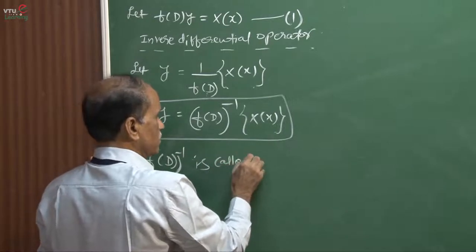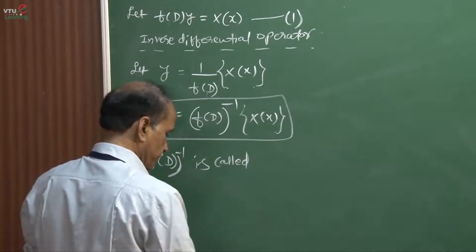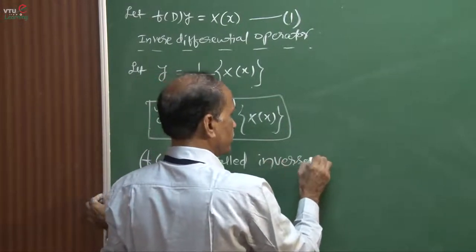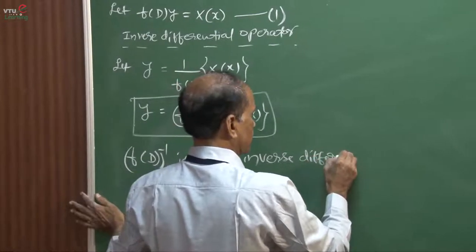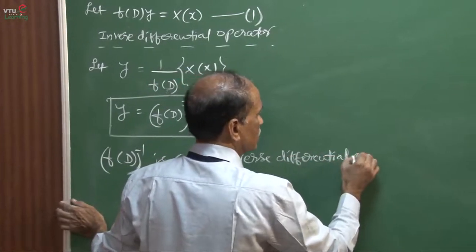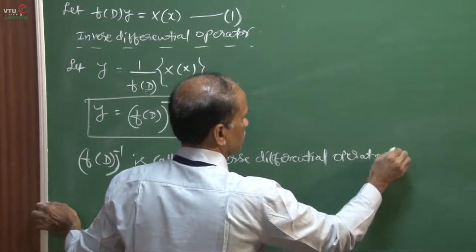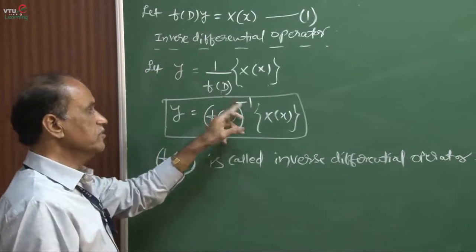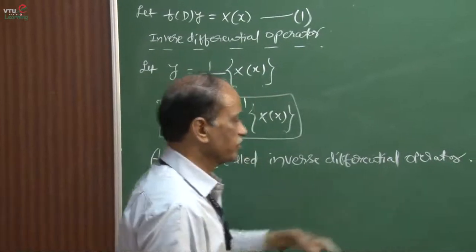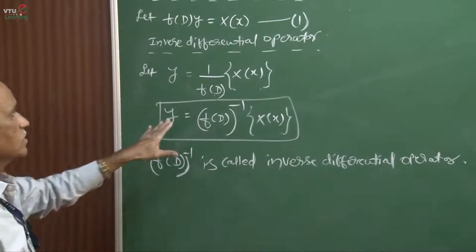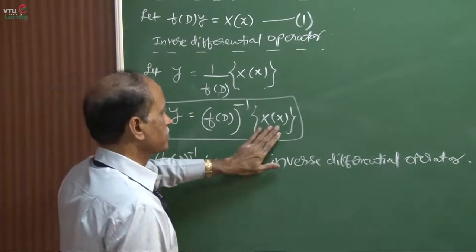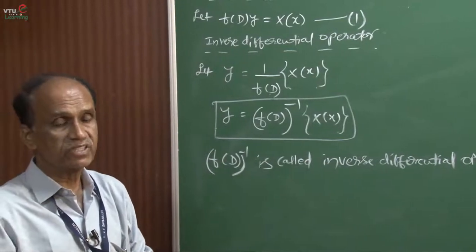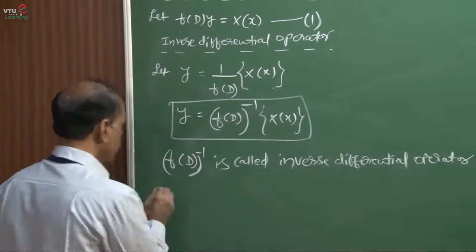This f of D inverse is called the inverse differential operator. I am taking it to the numerator, that becomes the inverse, then I will call it the inverse differential operator. Okay. So the first case, if X of x is equal to exponential form, how is this inverse differential operator going to be operated? Now, following are the rules.